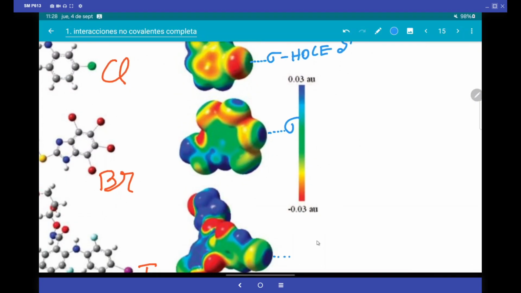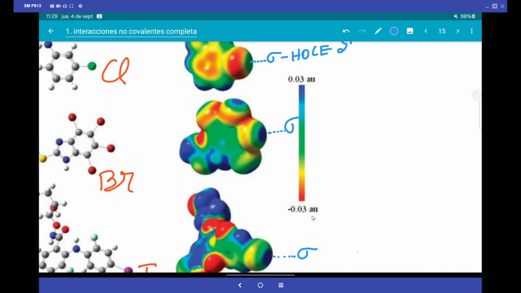Here it is super blue, right? Not only that, going down we see that it is more positive. But what other factor is there with respect to the sigma hole itself? The sigma hole is present in all 3 cases, but it is larger in the iodine. The sigma hole has a larger size and is more positive, and that would explain why it can interact favorably with an atom rich in electrons.